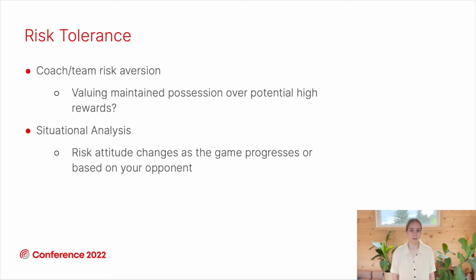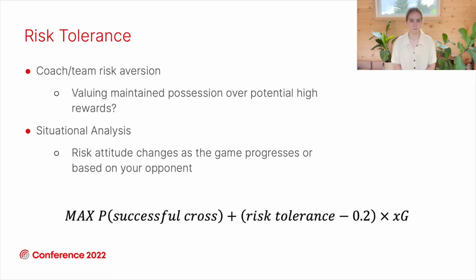So this is where the risk tolerance value allowed me to wrap this all up into a single recommendation by leveraging simple optimization. And that optimization model just looks like this. It is the probability of a successful cross plus the risk tolerance multiplied onto the XG.